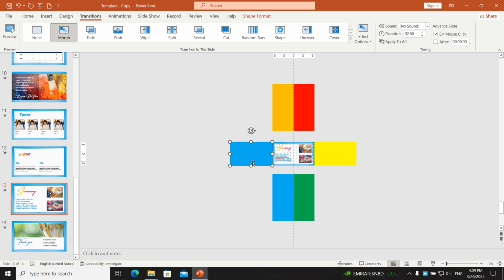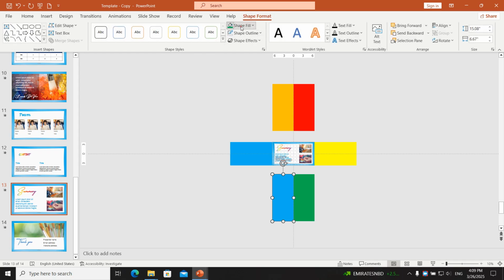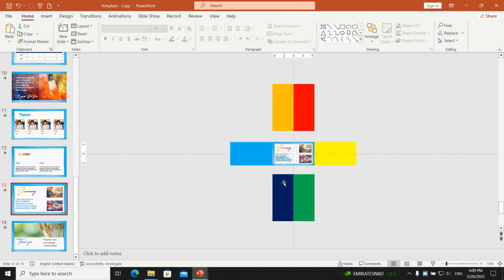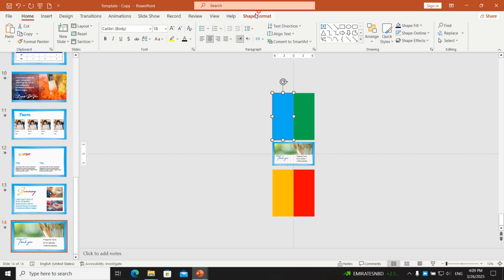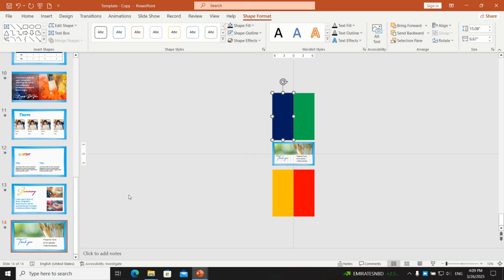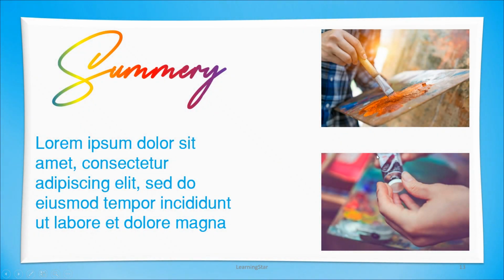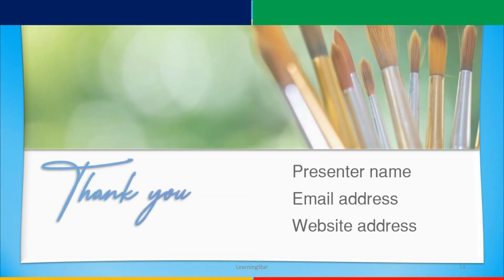The problem is that we need to change this color to not be the same as the color we have in the previous. Because of that, I'm going to change this thing to that color. Now when we want to see the last slide, it looks like this.